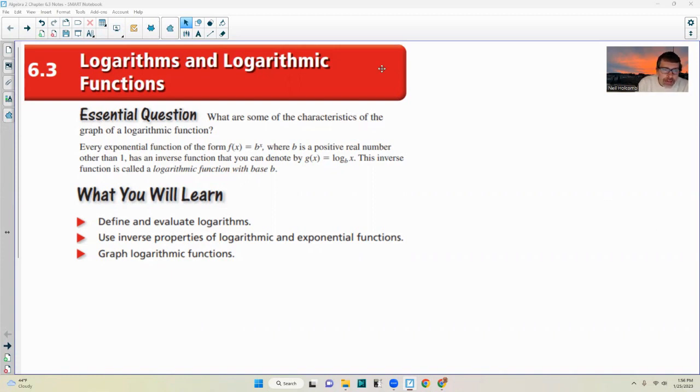And that's how you read that right there. Log base b of x. This inverse function is called a logarithmic function with base b. Okay, so we'll get into all of those terms in this chapter section. What you will learn is how to define and evaluate logarithms, use inverse properties of logarithmic and exponential functions, and graph logarithmic functions. So let's take a look.